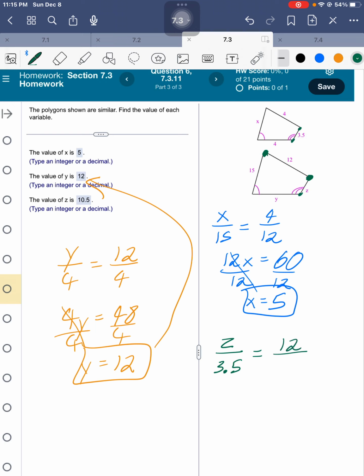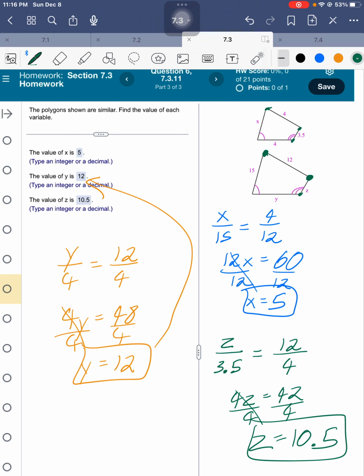This one's been working out for me. So 12 over 4. So 4z equals, what's 3.5 times 12? 3.5 times 12 is 42. What is 42 divided by 4? It is 10.5. And look at that, it was correct as well.